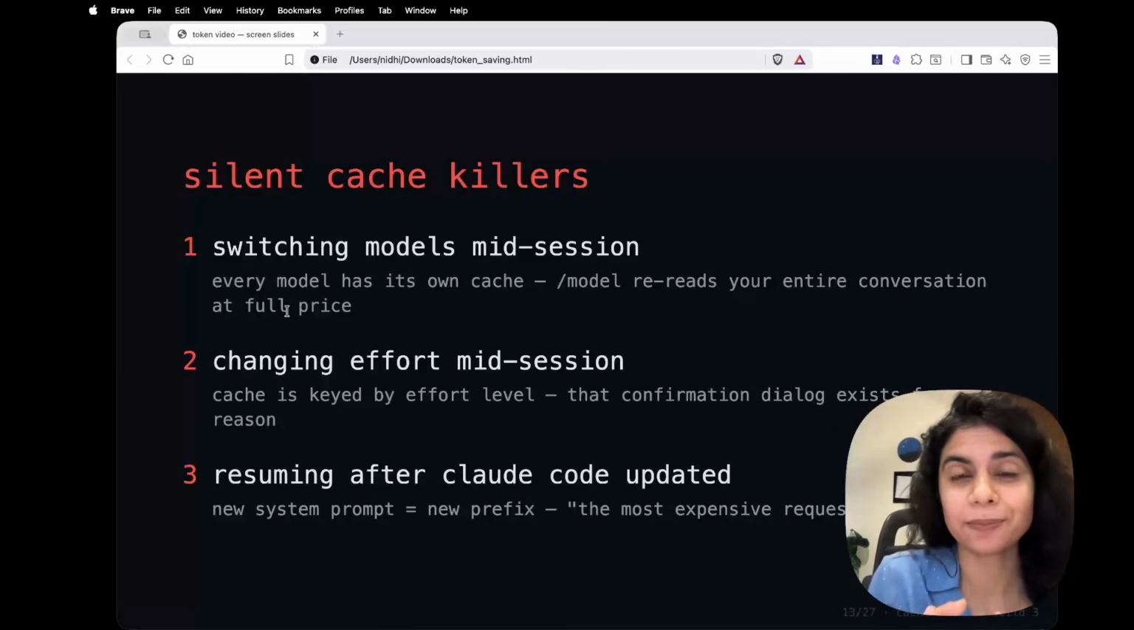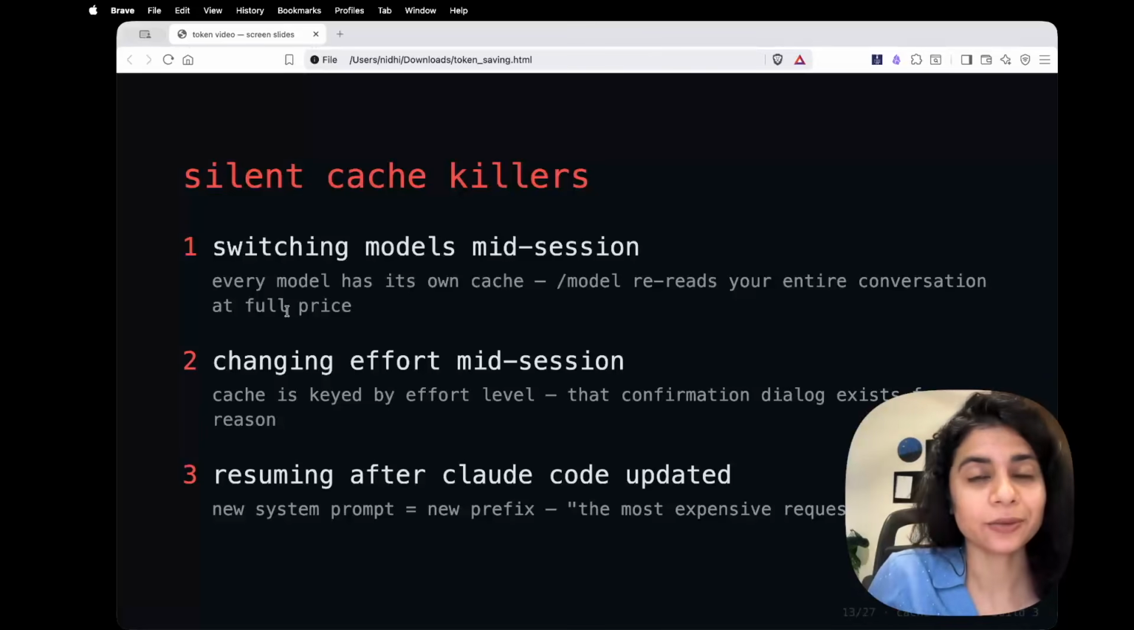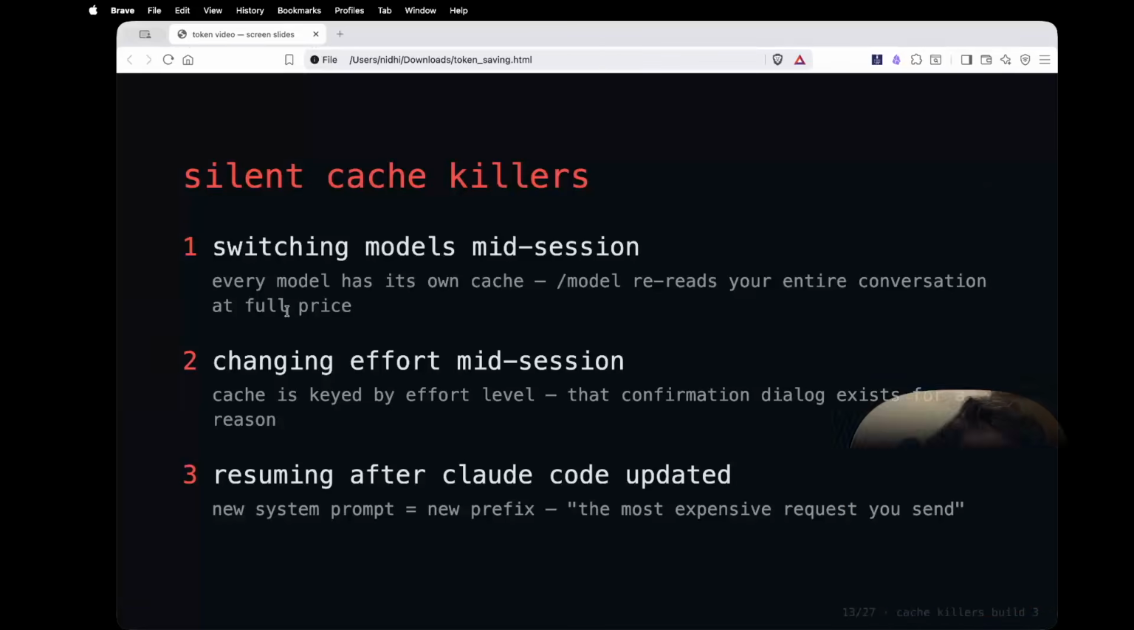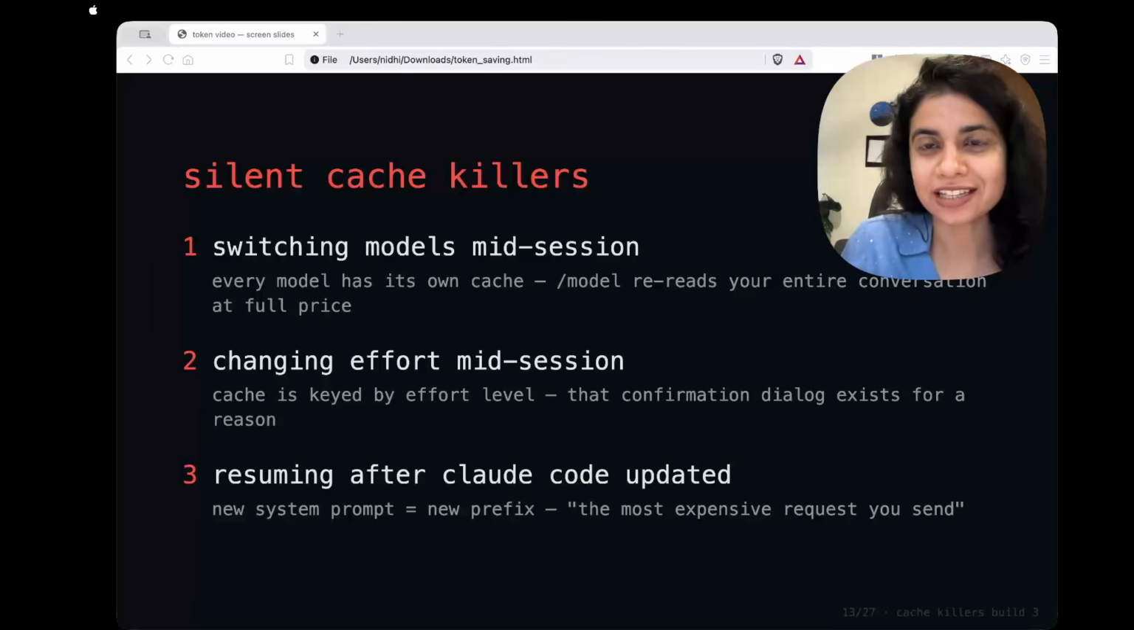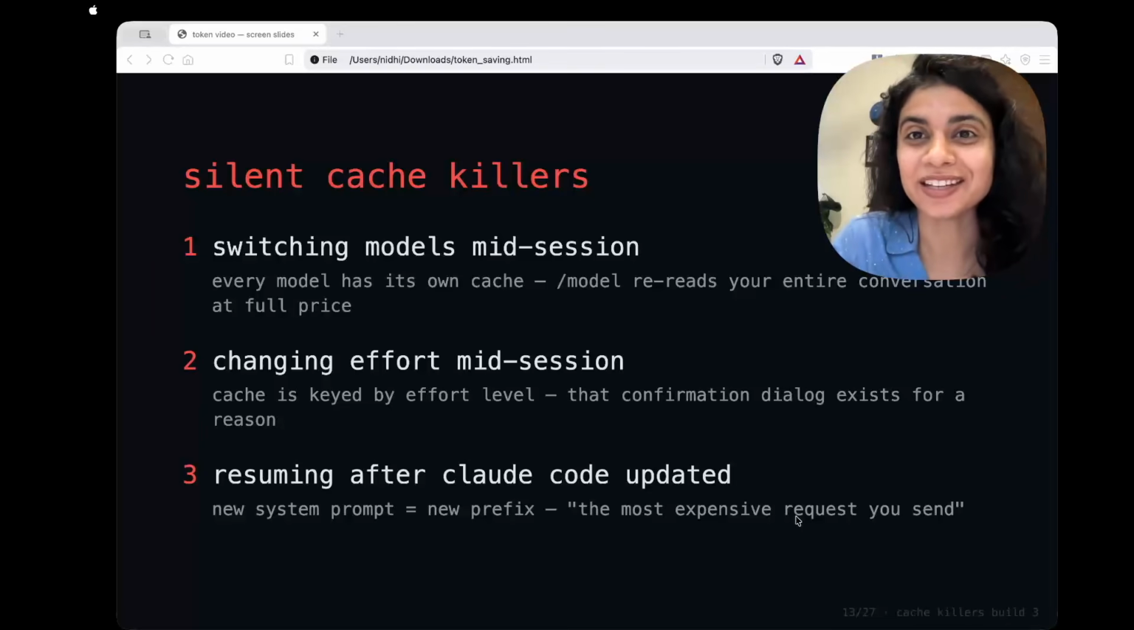Now, the third one is something which hurts me personally, which is resuming sessions after having updated Claude Code. When you update the Claude Code version, there is a new system prompt, which will result in a different prefix. And in that case, the cache is going to break. And there is a saying from Anthropic, which is if you type a new message into a long conversation after coming back from an update, that message is going to be the most expensive one. With this, you will understand what is breaking your cache. Remember not to make these mistakes anymore.